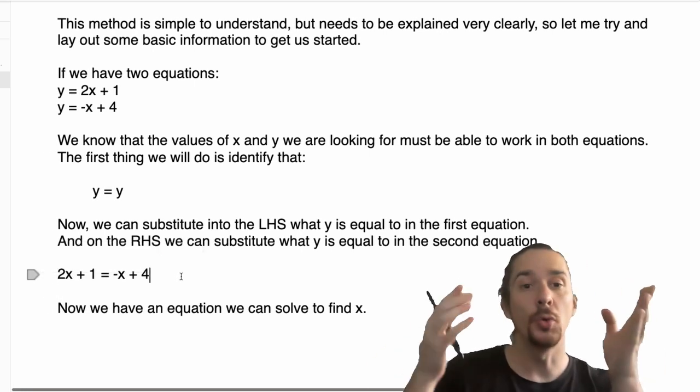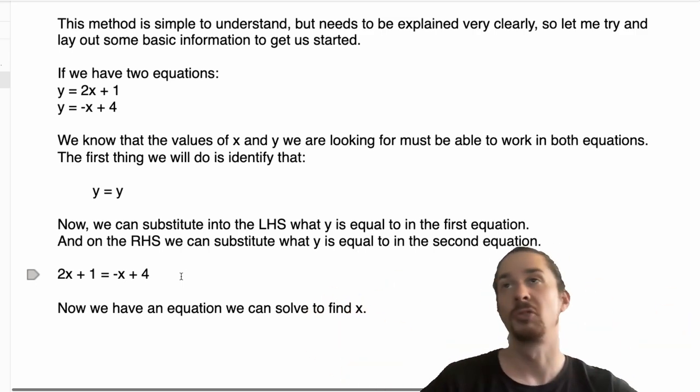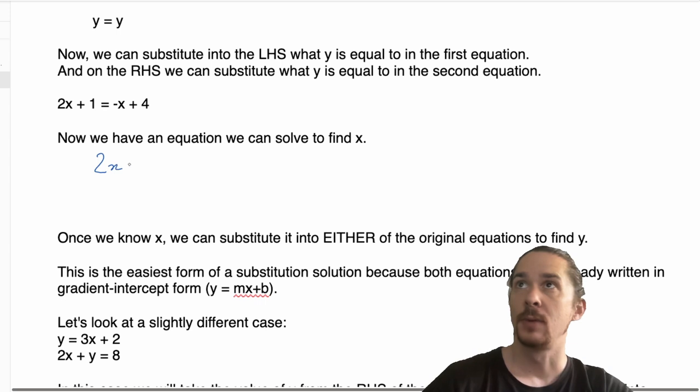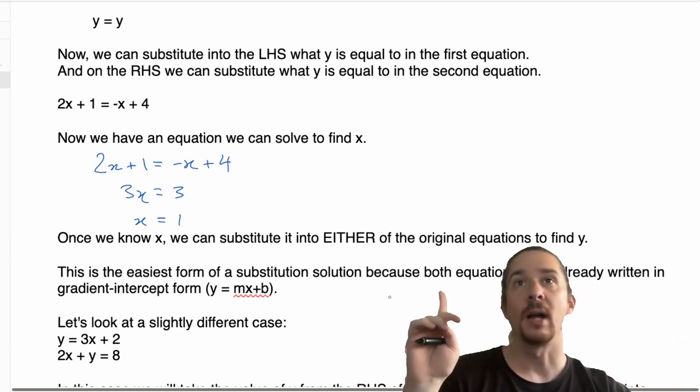Now what's cool about this is now we have an equation with just one variable, x. So we can solve that pretty easily. 2x plus 1 equals negative x plus 4. We can collect our like terms. We're going to get that 3x equals 3, or x equals 1. Cool. Once we know x, we can substitute it into either of the original equations to find y.